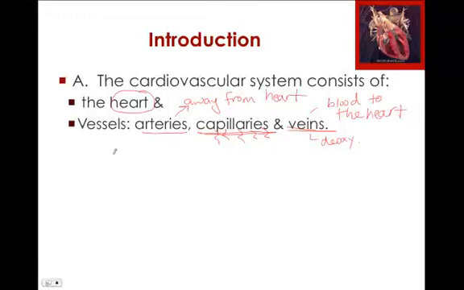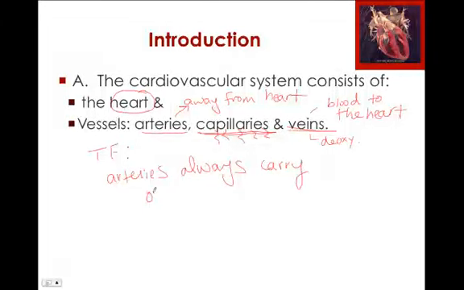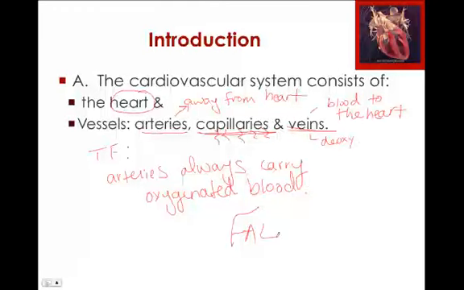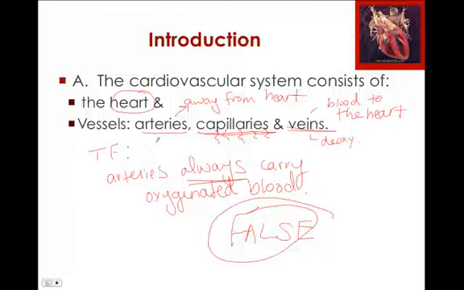So hint, hint, if you got a true false question: do arteries always carry oxygenated blood? Your answer would be false. They don't always carry oxygenated blood, and there's going to be that exception. The pulmonary arteries and the pulmonary veins are not going to follow the rules. So this is usually a question that throws students off right here, and I, hint, hint, put it on almost every exam.